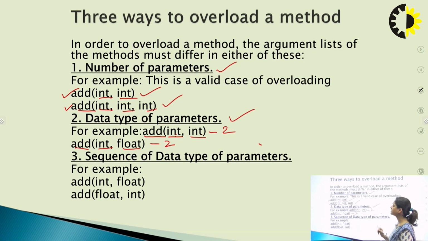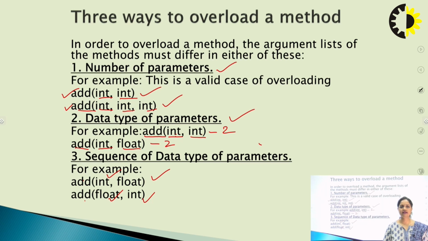And then comes the third case, the sequence of data types of the parameters. We can also shuffle the data types of the parameters and still achieve method overloading. Here again we have add and add methods. In the first, the data type of parameter one is integer and the second one is float. For method number 2, it is shuffled: the first one is float and the second one is integer. So these are the three possibilities by which we can achieve method overloading in Java.